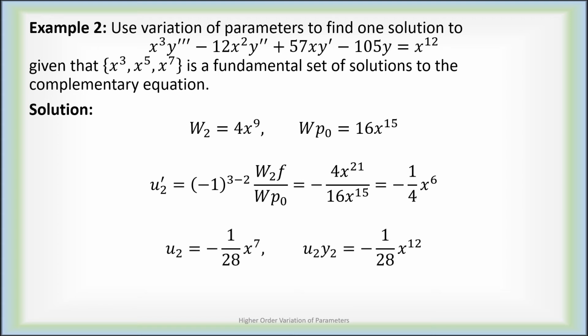Take any antiderivative you want, like negative 1/28 x to the 7th for U2. Multiply by Y2, the second element of our fundamental set, so multiply it by x to the 5th, and end up with negative 1/28 x to the 12th.